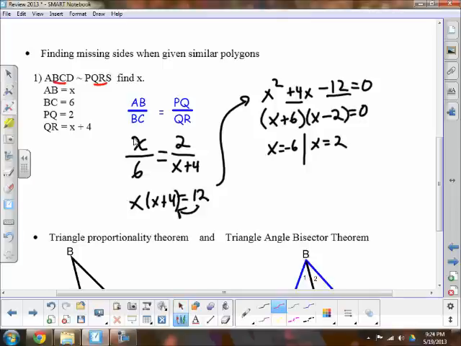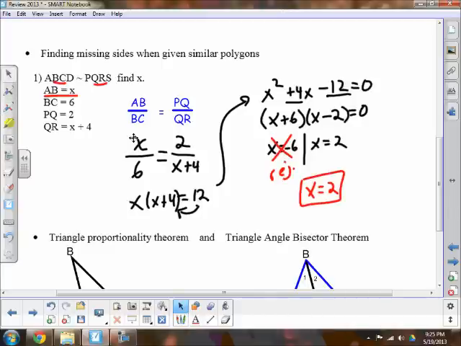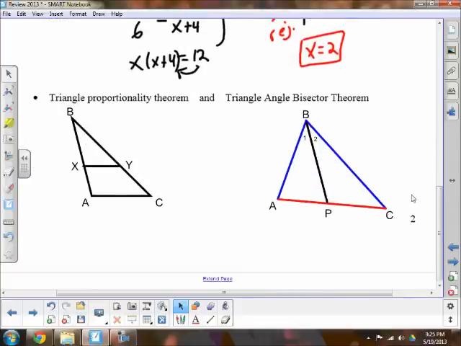So that means that either x equals negative 6 or x equals 2. Unfortunately, since x here is representing the length of a side, lengths cannot be negative, so I'm going to reject this negative answer, and I'm left with x equals 2.